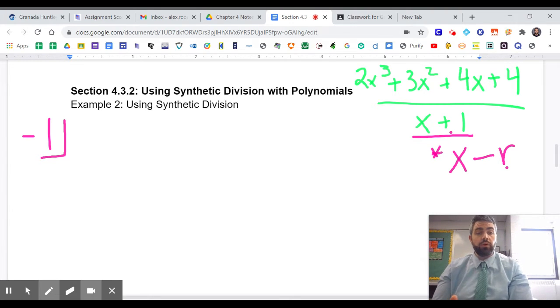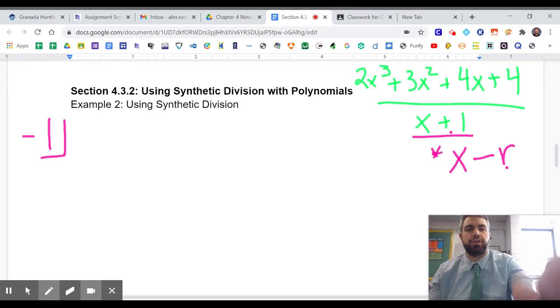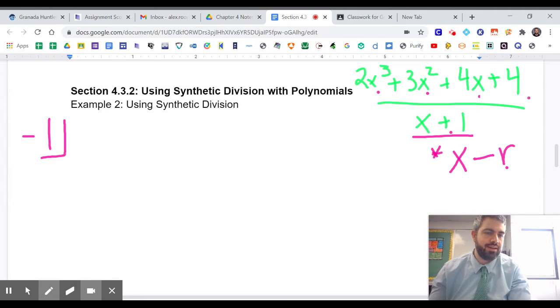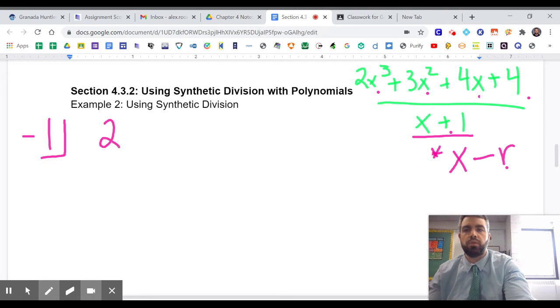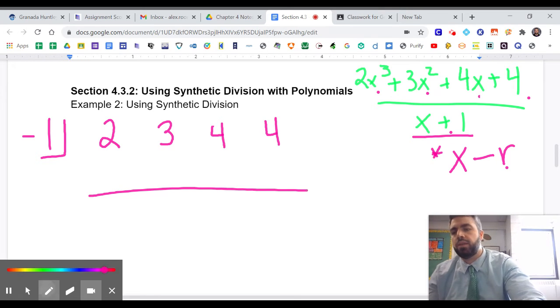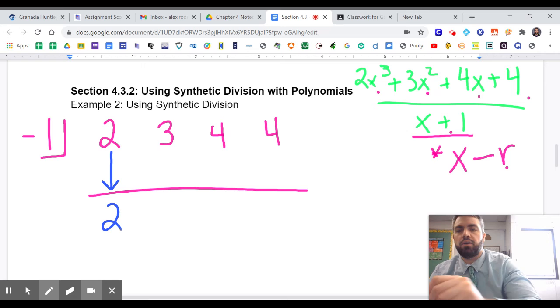Now we look at all the coefficients in descending order: x to the third, x squared, x, and then our constant. So we write our coefficients: 2, 3, 4, and 4. Then we draw a line underneath. For the first one, just like we did before, it's pretty easy. We drop this number down, so it's 2.